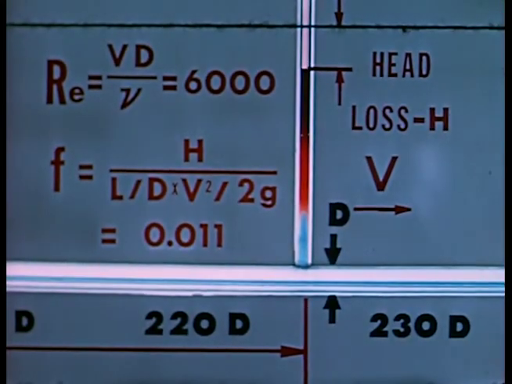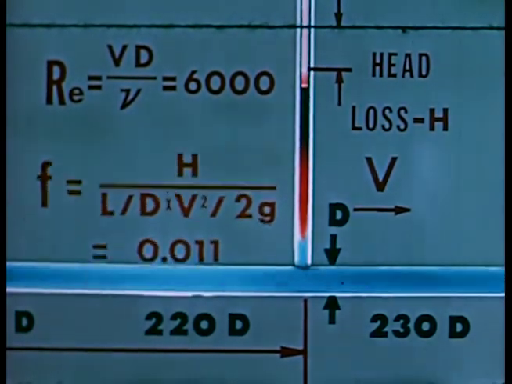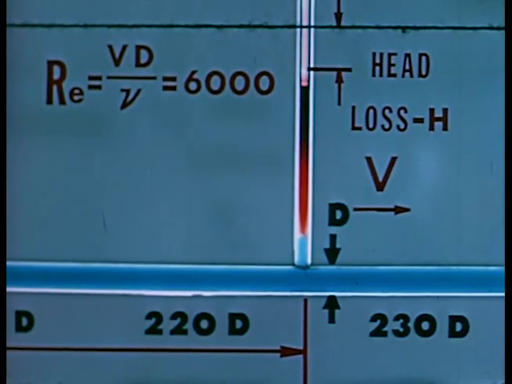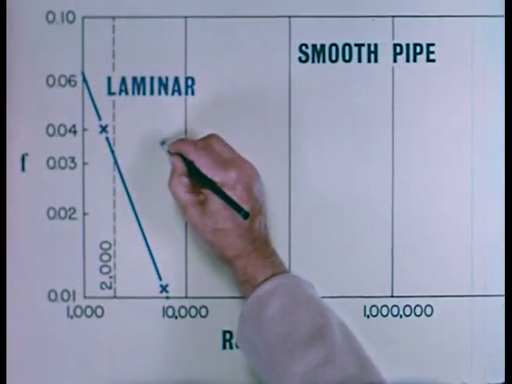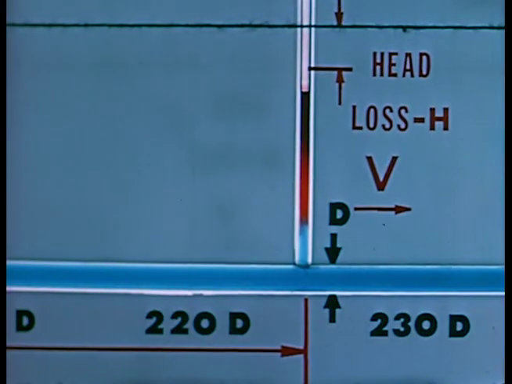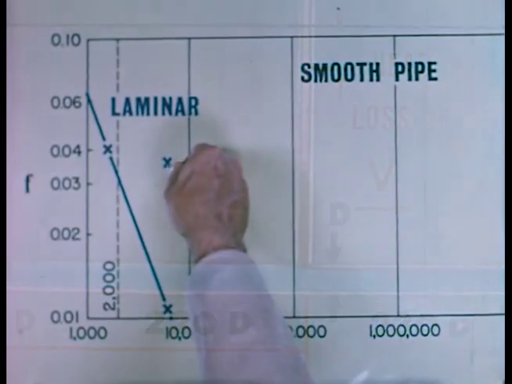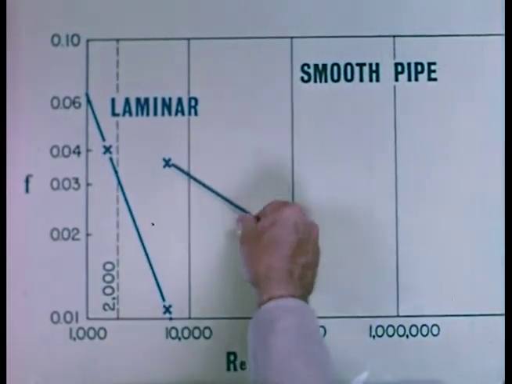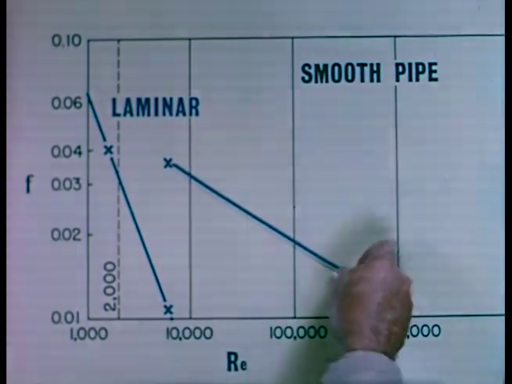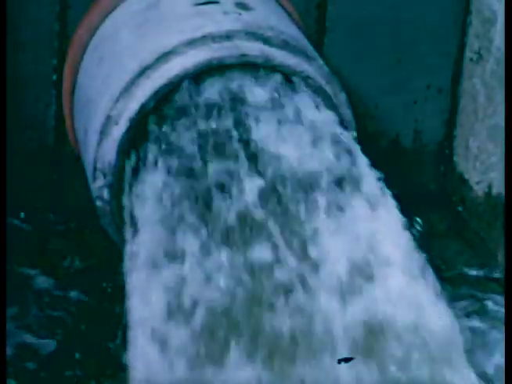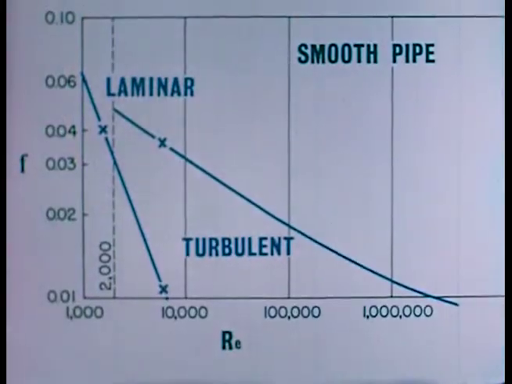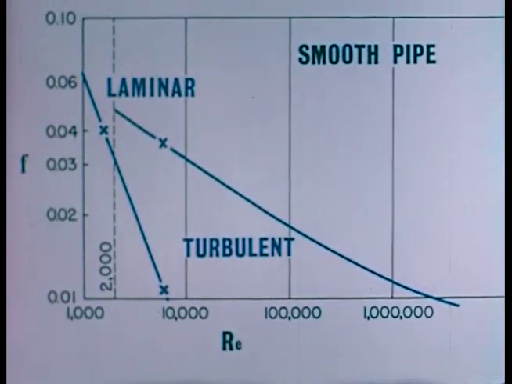Head loss and friction factor are always greater in turbulent than in laminar flow, other factors remaining constant. Head loss continues to increase with velocity after the flow becomes turbulent, but friction factor again drops with increase in Reynolds number. Experimental data for fully developed turbulent flow in smooth pipes, no matter how large the Reynolds number, are correlated by a single line on the friction factor versus Reynolds number diagram.